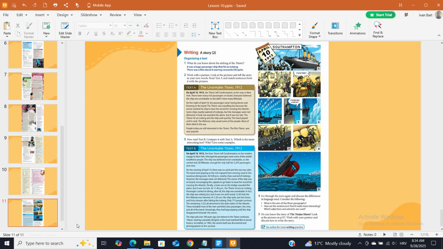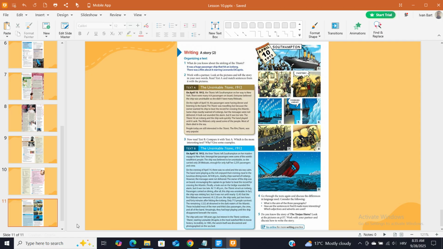April 10, 1912. Warning: Southampton. Icebergs. Faster. Iceberg ahead.